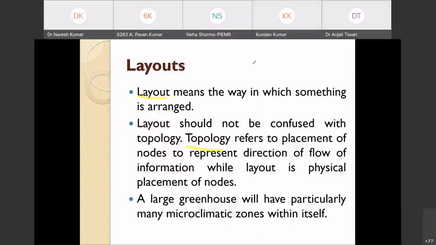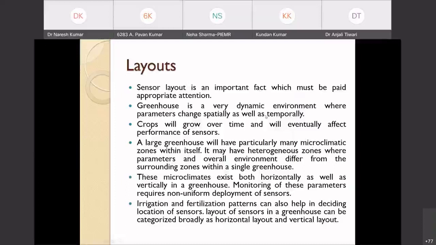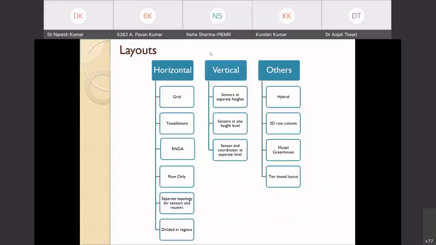Let me see. Next slide. This is the one type where we have categorization as horizontal, vertical, and other. So in horizontal, we have grid type. We have tessellations. Tessellations is similar to our mobile range, mobile cells. And RNDA, then row only, a separate topology for sensors and routers, divided in regions.